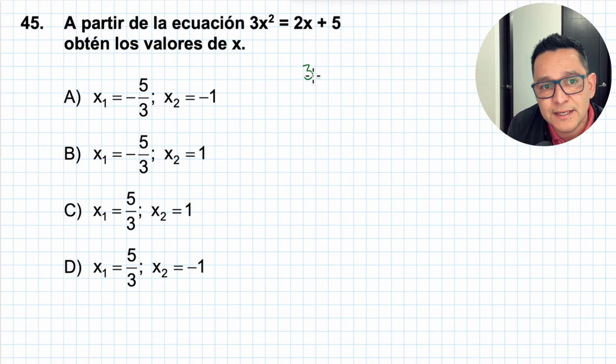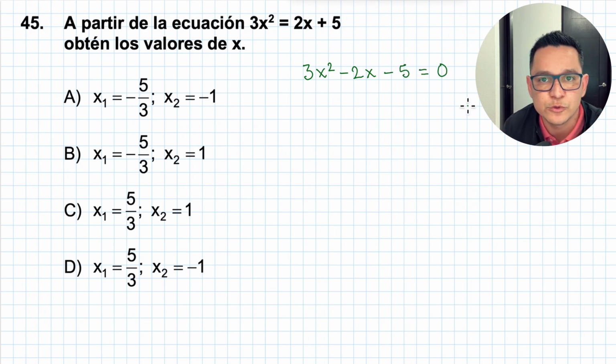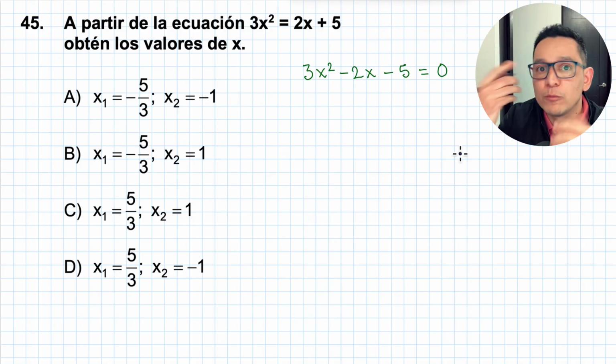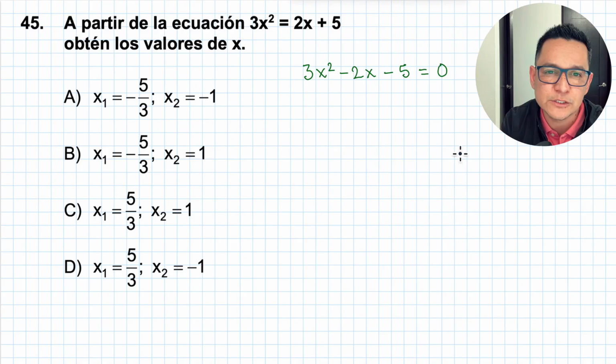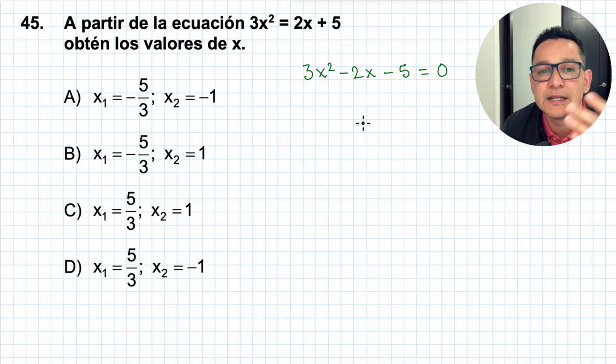So, I'll bring down the 3x squared. We'll add this minus 2x, and the plus 5 will jump over as a negative 5. On the right side, we already have a 0. This equation can be solved using the quadratic formula, or we could also solve it by factoring. In this case, I'm going to solve it by factoring, and I'll use a factoring method called the cross method.